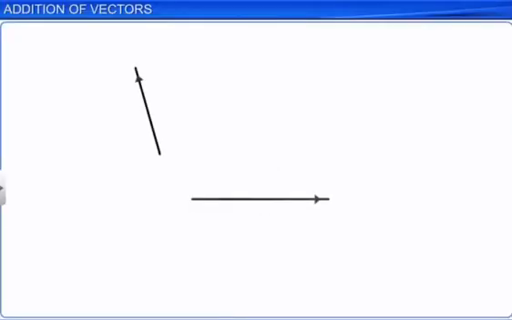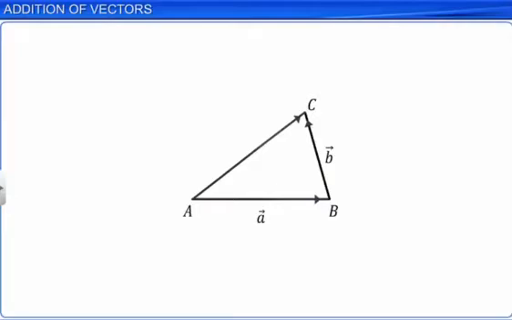Now consider two free vectors, A and B. To add the given vectors, A and B, we shift one of the vectors without changing its magnitude and direction, such that its initial point coincides with the terminal point of the other vector. Let vectors A and B be represented by the vectors AB and BC respectively. By joining A and C, we get triangle ABC.